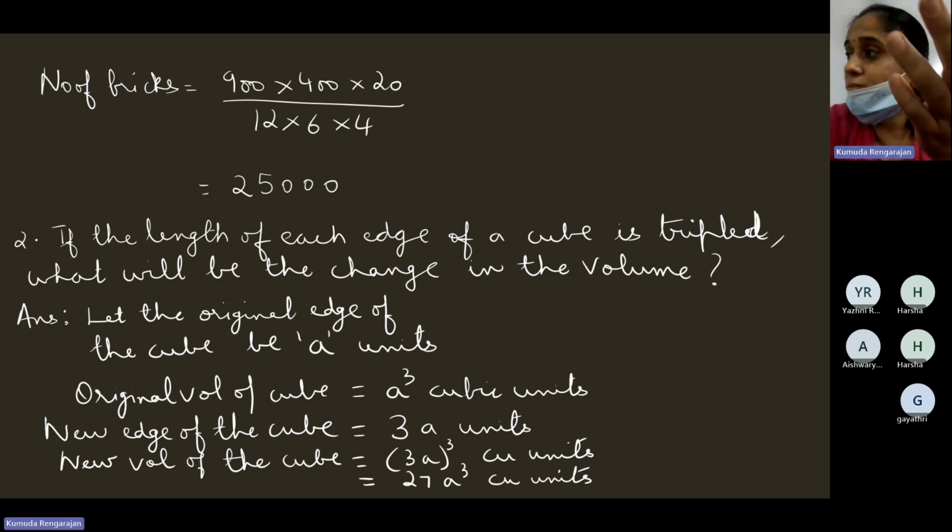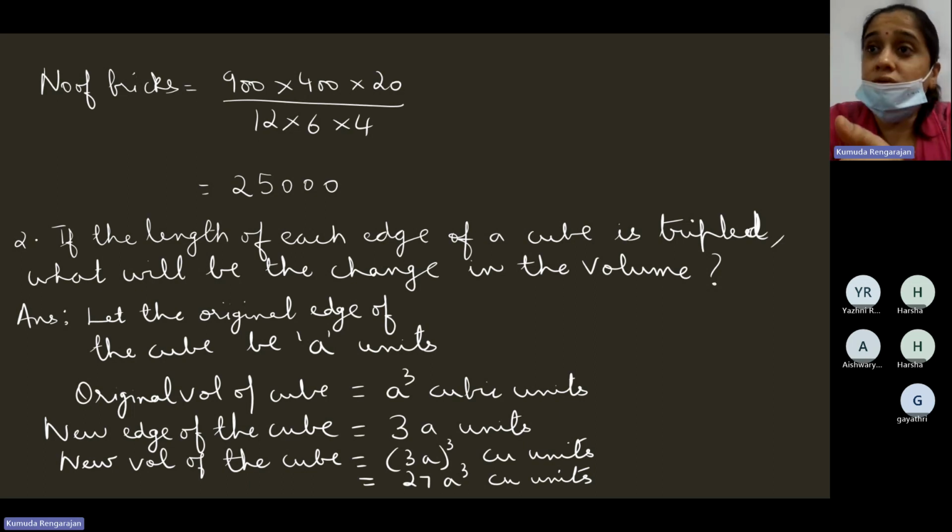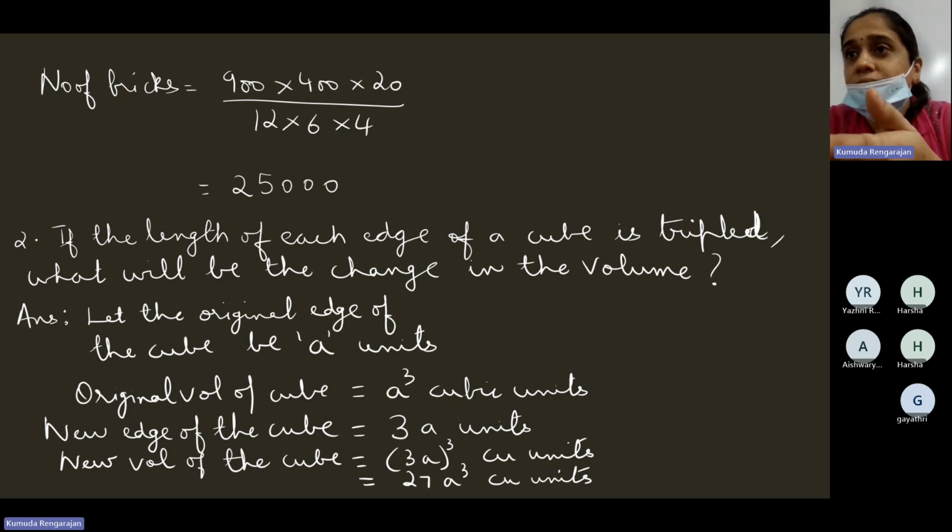So the volume A cubed becomes 27 A cubed. So the volume of the new cube is 27 times the volume of the original cube. Volume of the original cube is A cubed cubic units. The new cube is 27 A cubed. What is 27 A cubed? 27 into A cubed. So the volume of the new cube is 27 times the volume of the original cube.